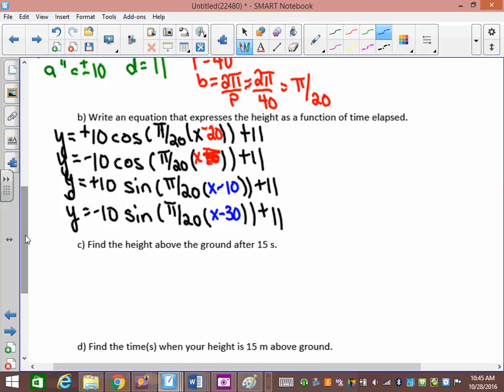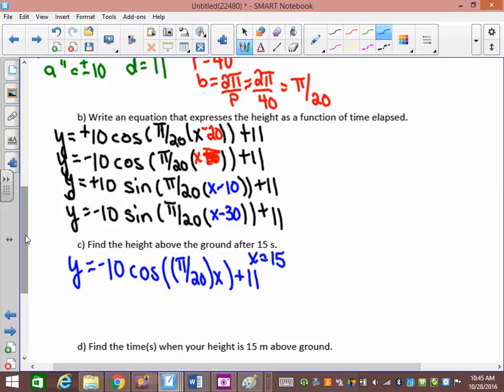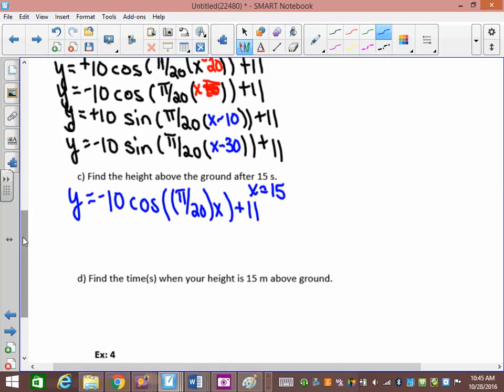Find the height above the ground after 15 seconds. Seconds is time, right? So I could plug it in for time, or for x here. x equals 15. Or I can plug this into my calculator. Now, which one of these would I prefer to plug into my calculator? The one where I had no transformation. So I'm going to plug that one in. y equals negative 10 cos. Remember that if the fraction has to be in brackets, pi divided by 20, x plus 11. Plug that in your calculator. What's my window going to be? My x minimum is time, so my x min is going to be 0.